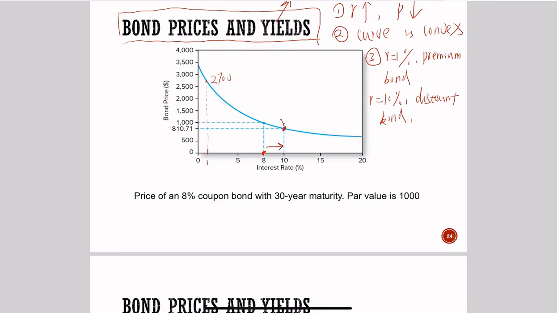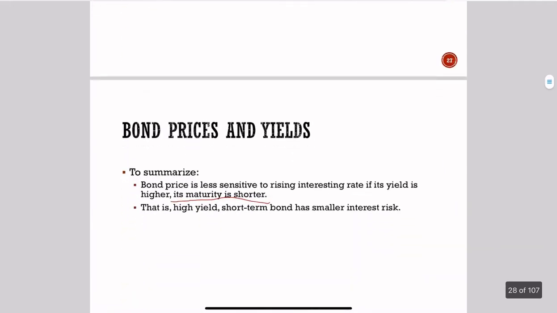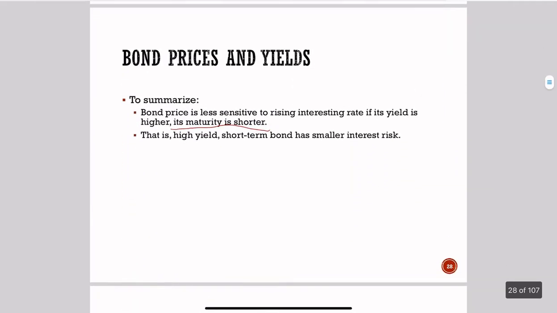However, if it increases from 1 to 3, right, it's the same 2% increase, but the bond price decreases a lot. So as a bond investor, as a bond holder, you will be better off if you're at the 8% yield, because in that case, even if interest rate rises, your investment will just suffer a little bit, right? So that's why you're getting this result. Bond price is less sensitive to rising interest rate if the yield is higher.